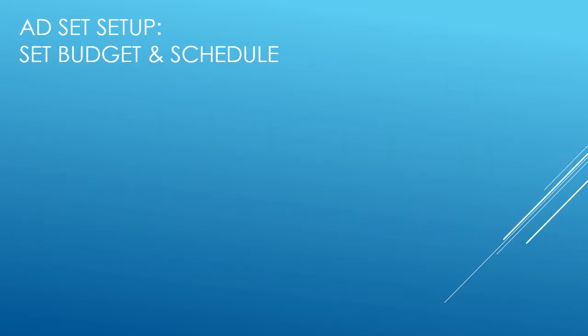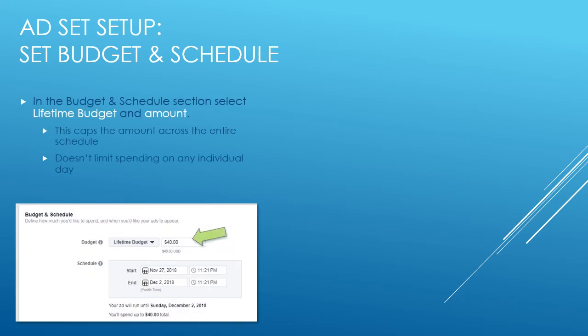Each ad set can have a separate budget and a separate schedule. So imagine in your campaign if you had multiple ad sets, some of them could have a lot more spending against them, some of them could have different lengths of time. So in this one, for this ad set, we're going to want to go into the budget and schedule section and assign a budget dollar amount.